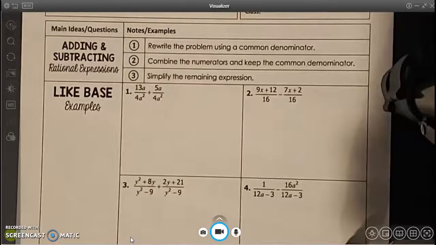Alright guys, welcome to week 6, the second last week of the school year. Today we're going to be adding and subtracting rational expressions.